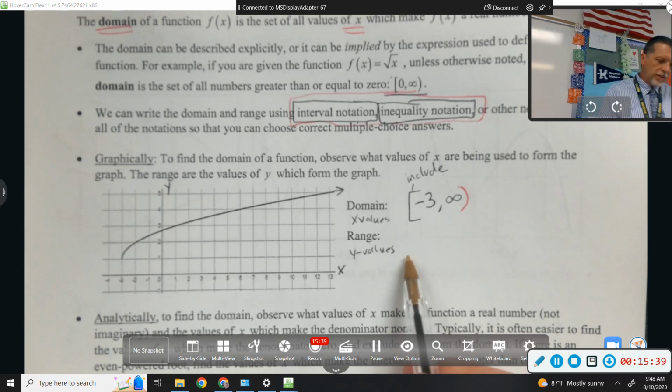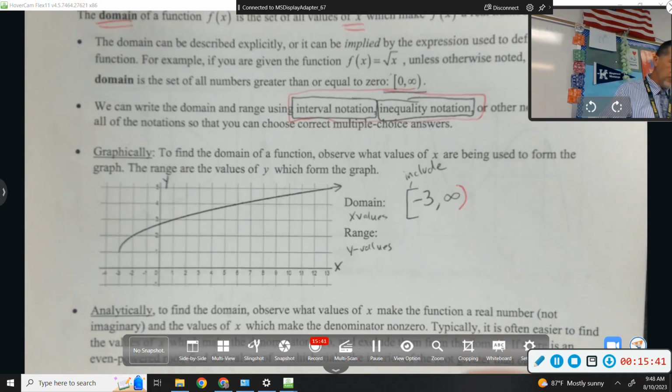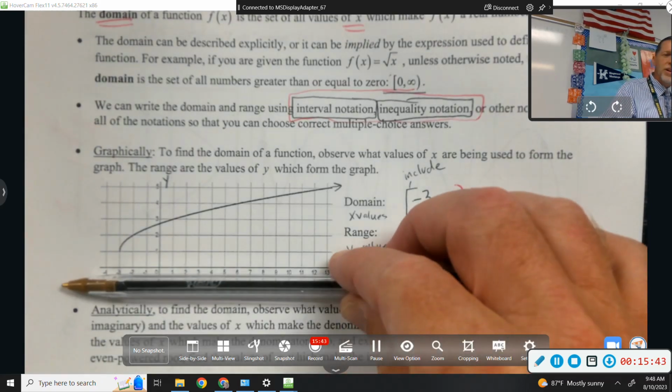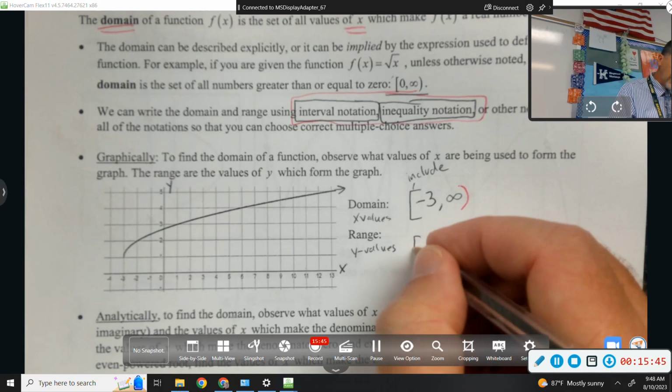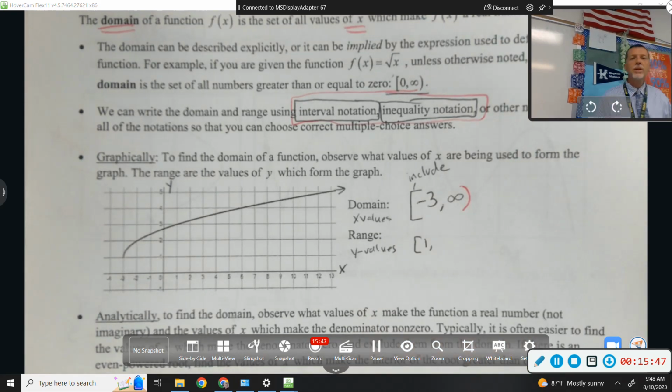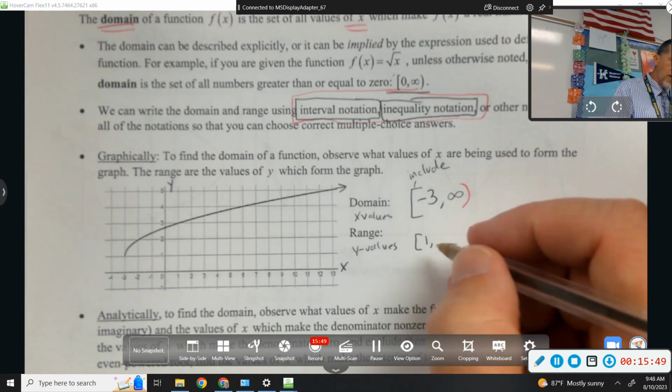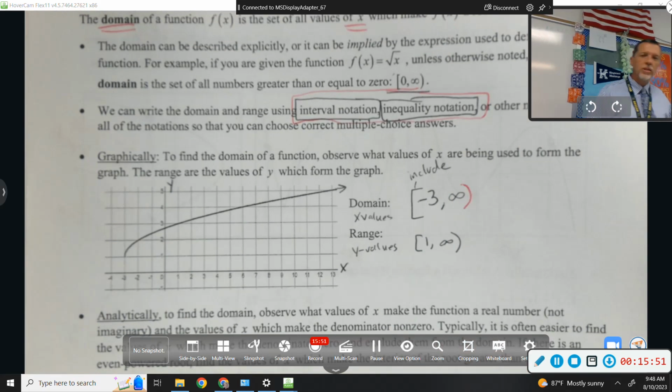All right, y values. So y values are up and down. What's my first y value that I hit moving up the graph? I think it starts at 1, so we'll include 1. And again, it looks like it goes forever up, so we'll go 1 to infinity. So graphically, it's pretty easy. Look at the picture. What values of x are covered, left and right. What values of y are covered, up and down.